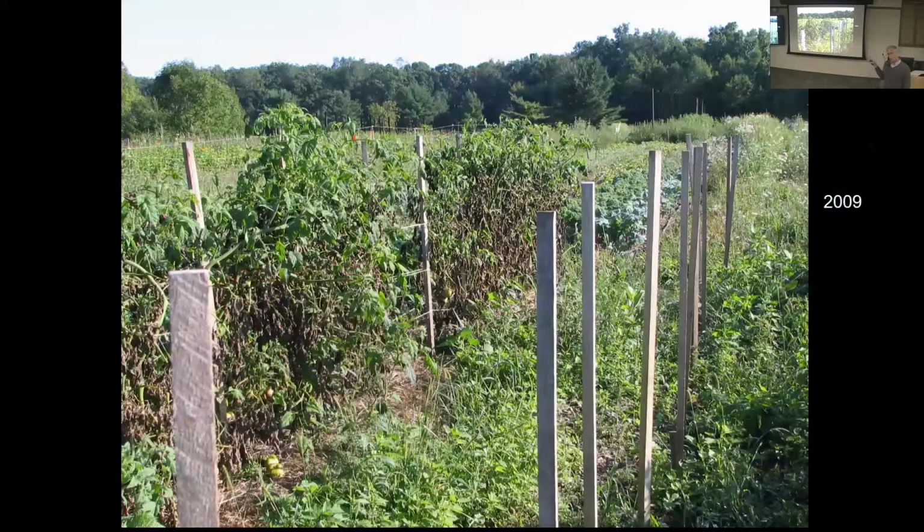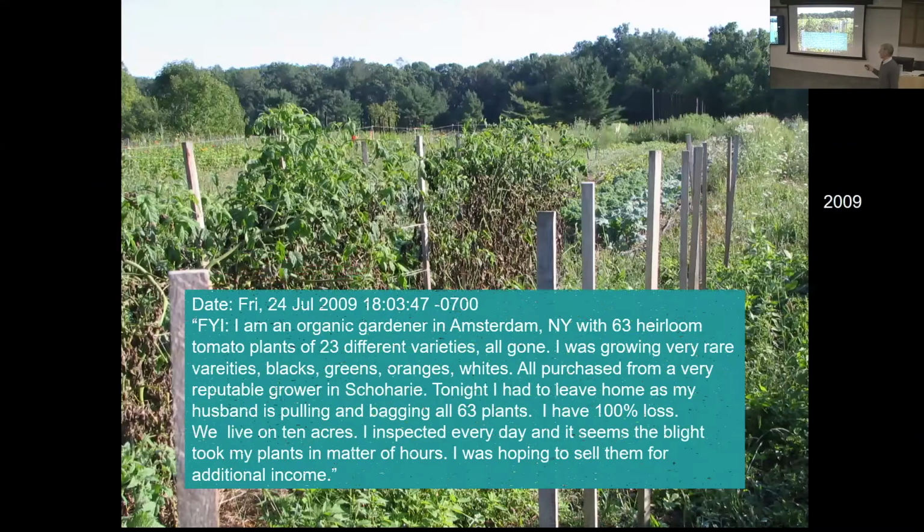Some of you might remember this one. This is 2009. There was a major pandemic of late blight on tomatoes up and down the East Coast. And it caused a lot of problems because previously, late blight on tomatoes had been not so problematic. But it got a lot of people upset in the Northeast in 2009.